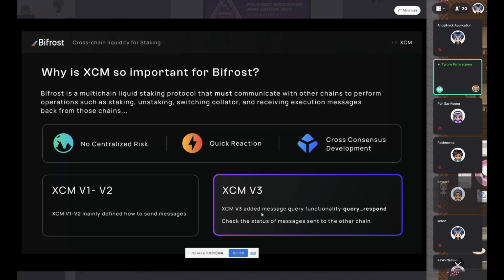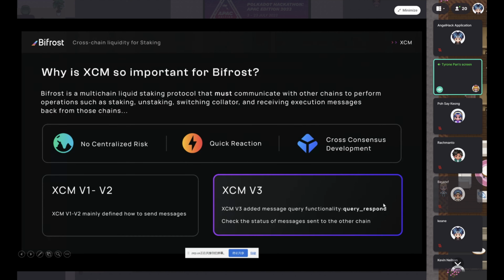And different parachains can do it as well. So that's how it works in the underlying to benefit users and benefit the concentrated liquidity. So the XCM is so important for Bifrost, and there are some benefits: no centralized rate, quick reaction, cross consensus development. The important thing is the XCM v3 that we just upgraded. There's a new function in the XCM v3 that is very important for Bifrost.